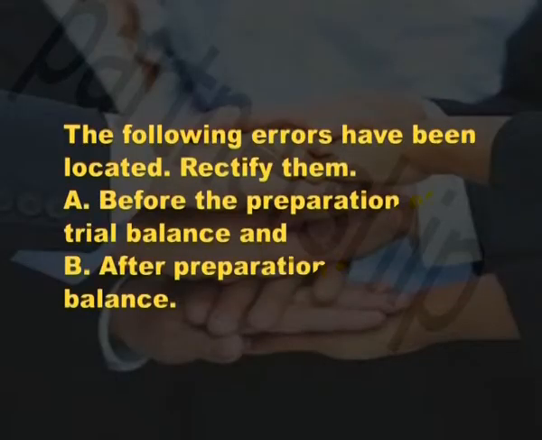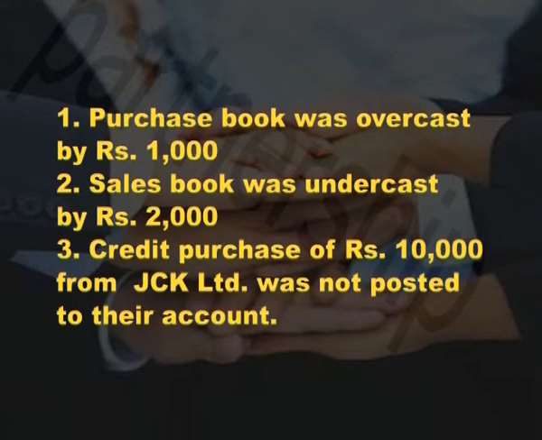Now, let's see some examples on this. The following errors have been located. Rectify them: A, before the preparation of trial balance, and B, after preparation of trial balance. First one, purchase book was overcast by rupees 1,000. Second one, sales book was undercast by rupees 2,000. Third one, credit purchase of rupees 10,000 from JCK Limited was not posted to their account.